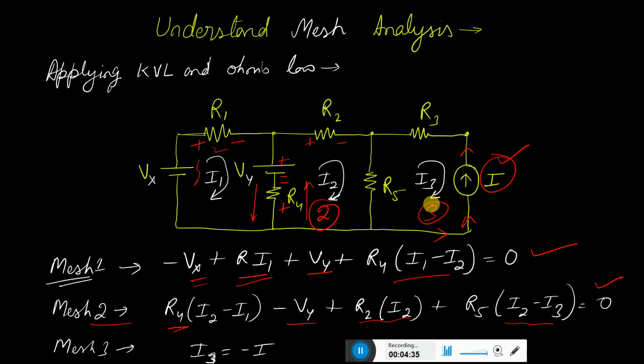So this I3 has to be equal to minus of I, because the I3 direction that we have assumed is clockwise, but this I is moving upward, so it is minus of I. So this I3 is equal to minus of I, looking at it from here. So I3 is equal to minus of I, we can write like this.